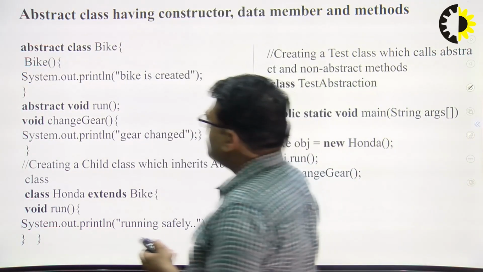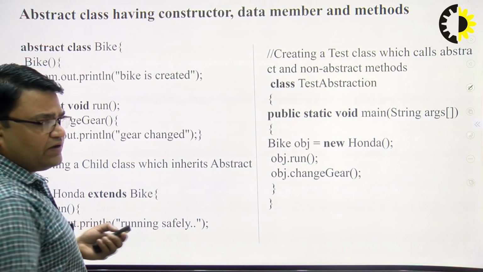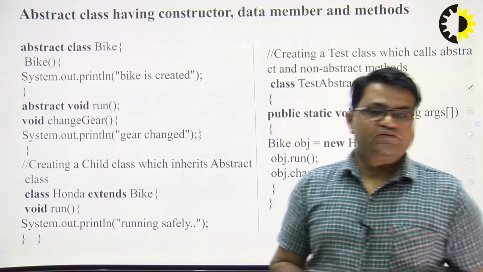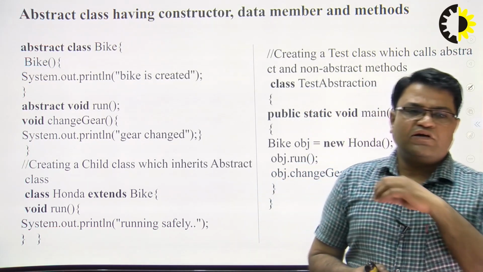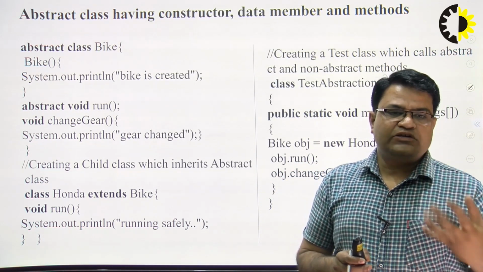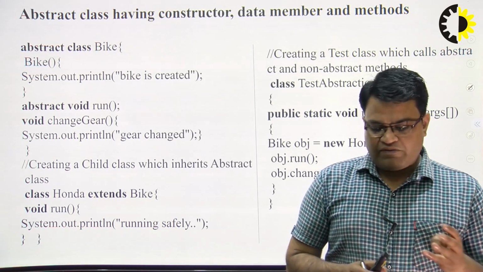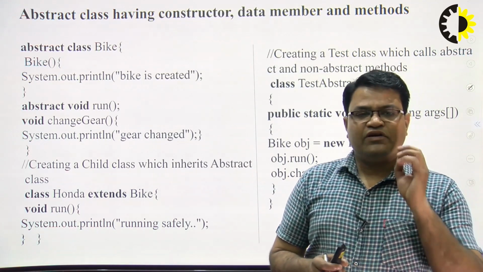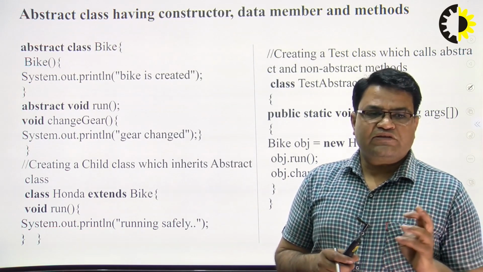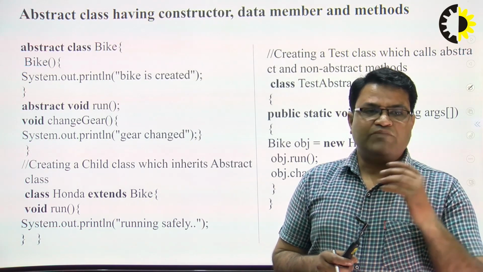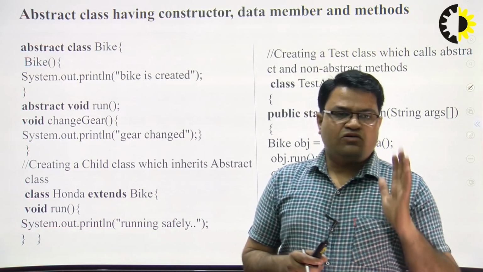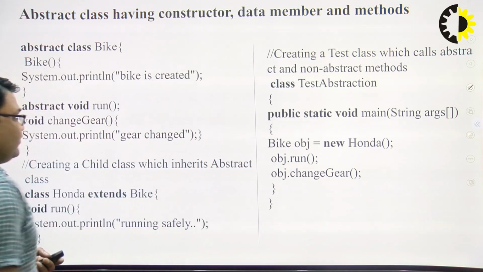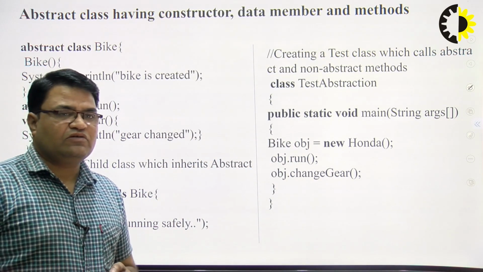Here is another example where we use a constructor in an abstract class, along with data members and methods. In the previous slides, I covered that an abstract class can have final keywords, a constructor, non-abstract methods, and data members, that means variables. The variable can be non-static or static. So here is another example where we take a constructor of that particular abstract class.